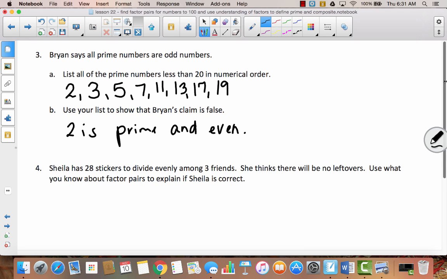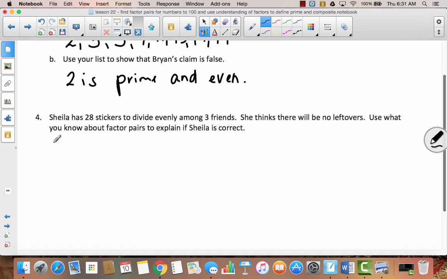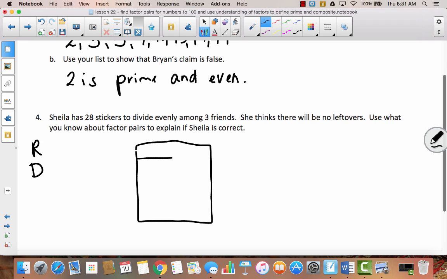All right, let's take a look at number 4. So Sheila has 28 stickers to divide evenly among friends. Okay, so we're reading. She thinks there will be no leftovers. Use what you know about factor pairs to explain if Sheila is correct. So we're going to draw here. We could draw something to show a division problem, or since it says to use factor pairs, let's go ahead and draw a table like we had in problem number 2. And let's put 28 right here.